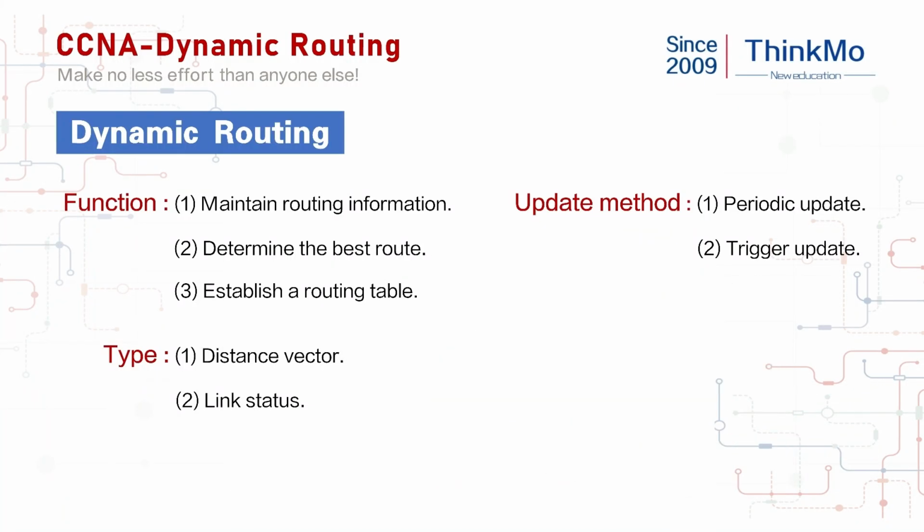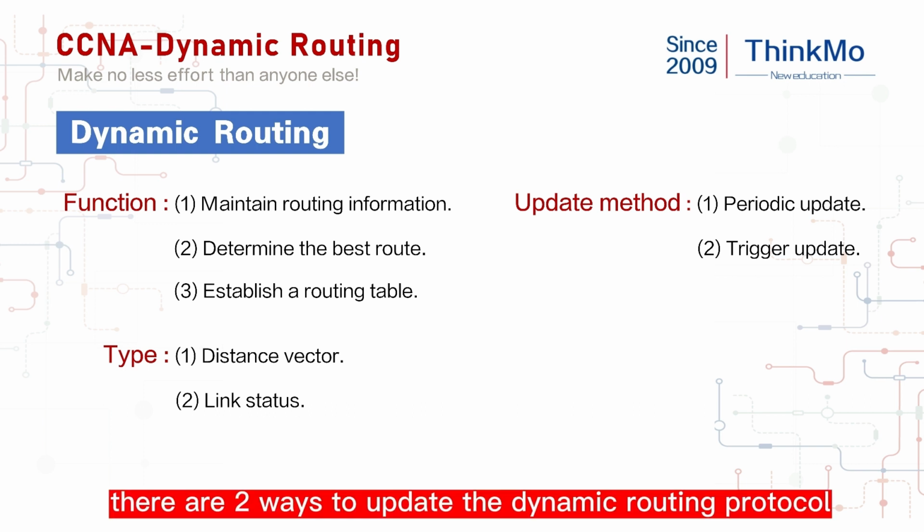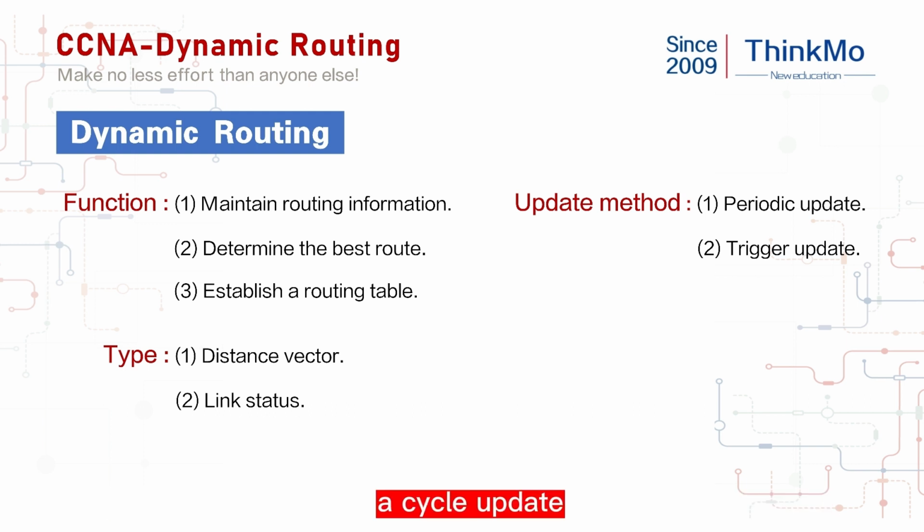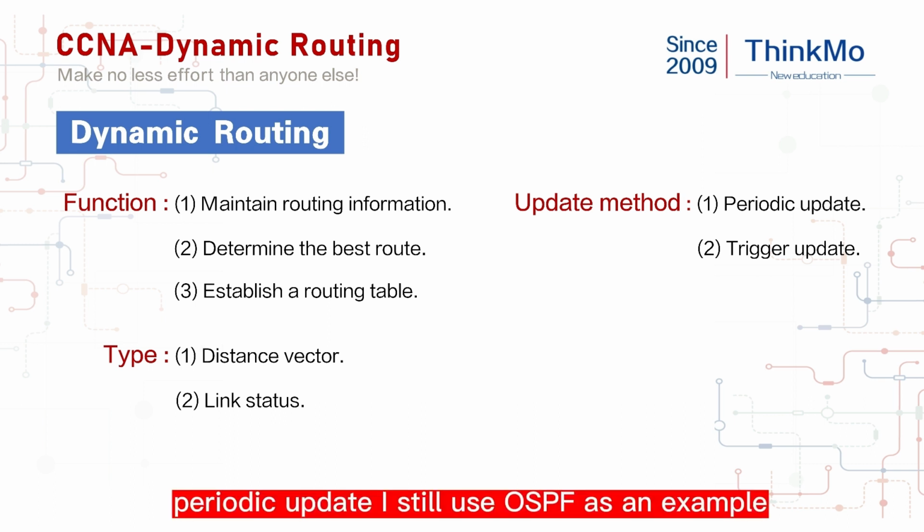Operation. Okay. Let's see how to update. There are two ways to update the dynamic routing protocol: a periodic update and a triggered update. For periodic update, I still use OSPF as an example, because EIGRP has no periodic updates, so I can only use OSPF as an example.